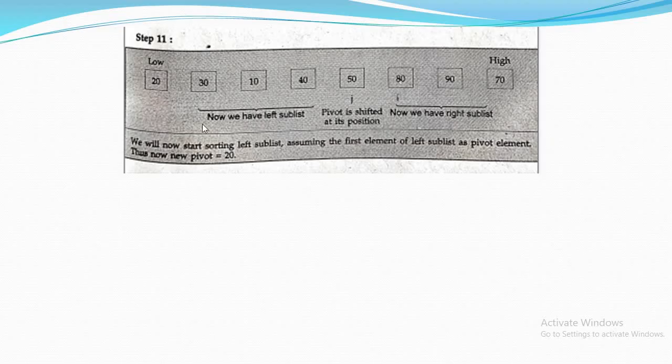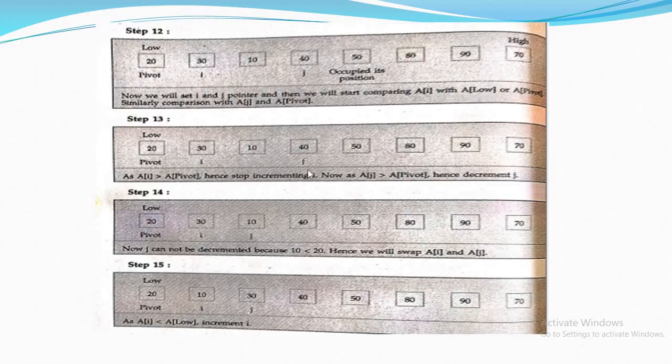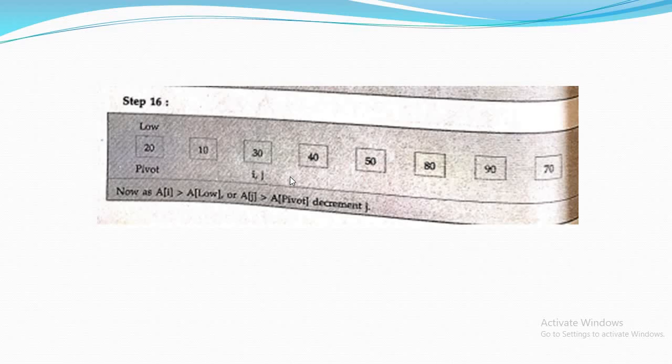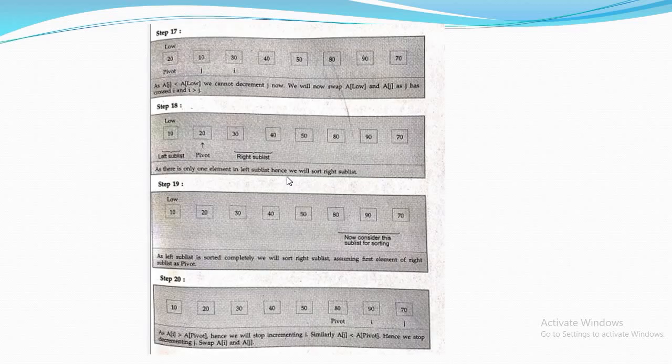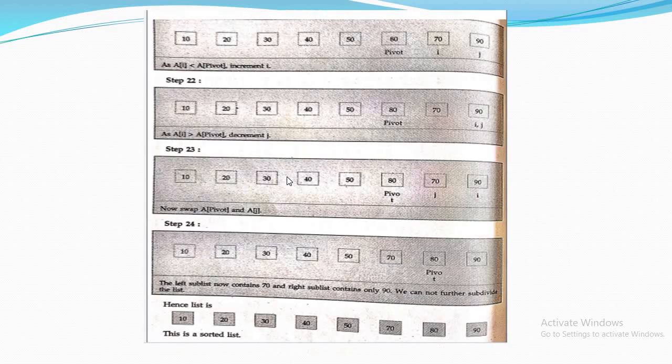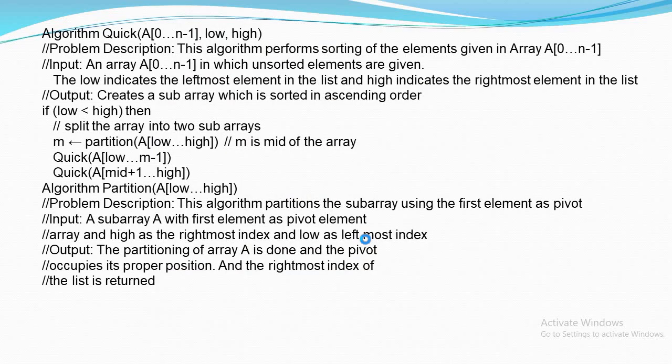Now we get the left sublist, and on the right side we have the right sublist. We start sorting the left sublist. We choose these elements and set the first element as the pivot element on the left side. Again the process continues. The same process is repeated for the left sublist and the right sublist, up to step 20. Then finally we get the sorted elements in Quicksort.